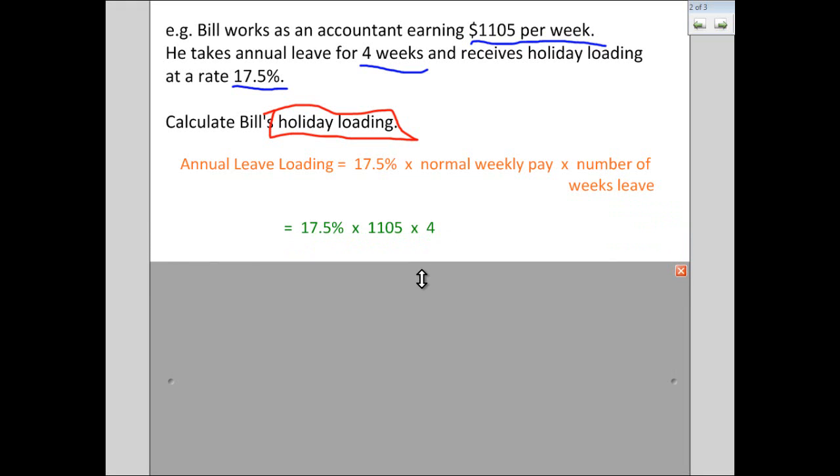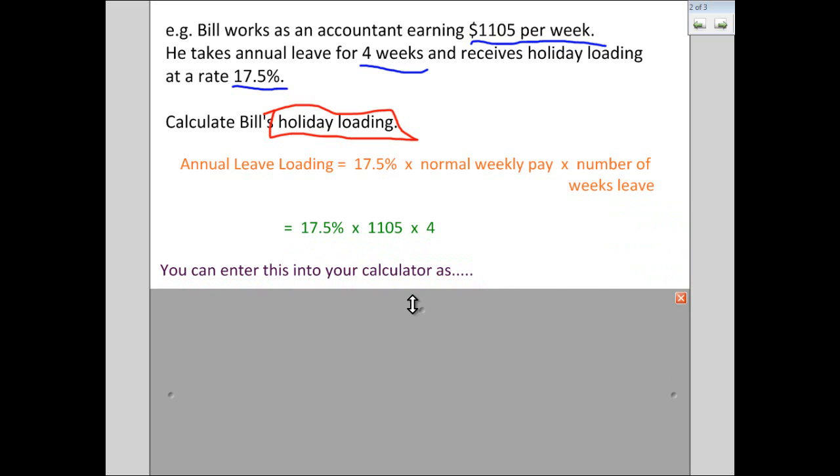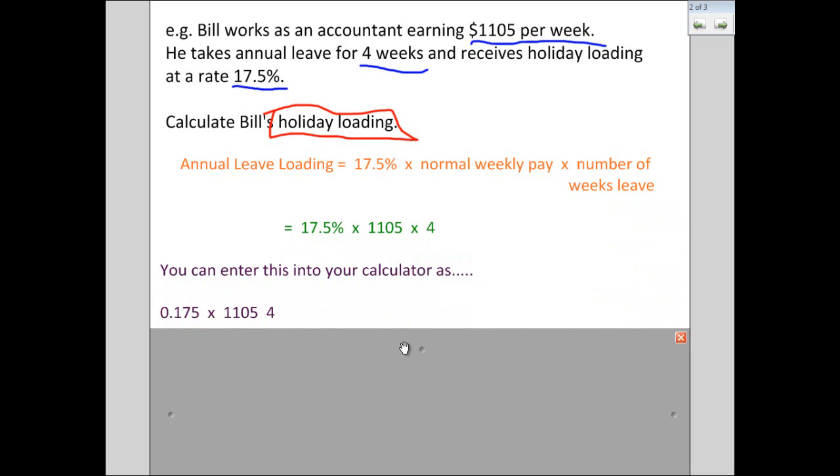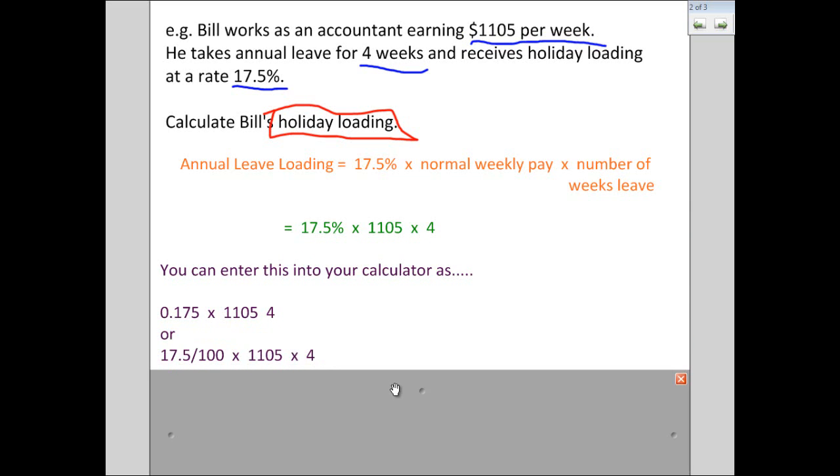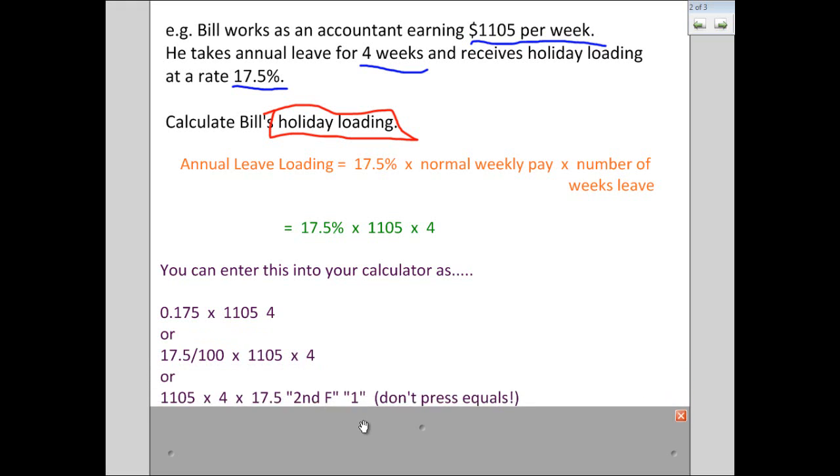Now there's a number of different ways that you can put this into your calculator. Okay, the first way would be changing your percentage to a decimal. So 0.175 multiplied by the pay and then multiplied by 4. You could also enter it as a fraction, 17.5% over 100. It'll probably give you an answer as a fraction which you'll need to change at the end, but that's easily done with your ABC button. You can also press divided by instead of the fraction button.